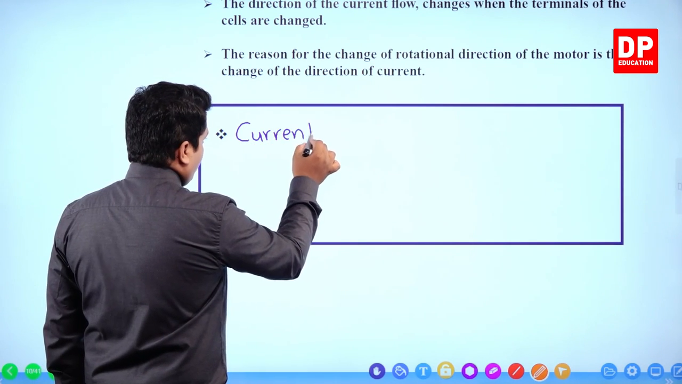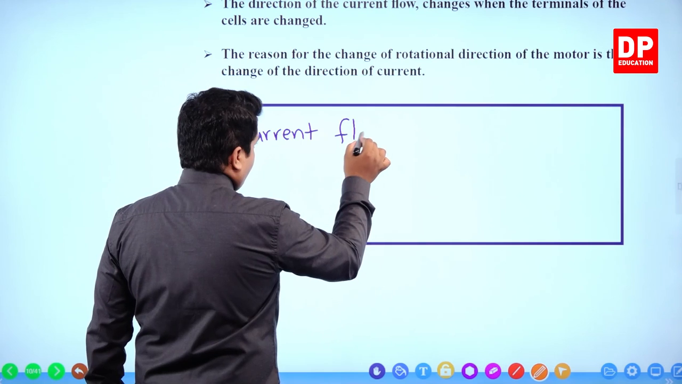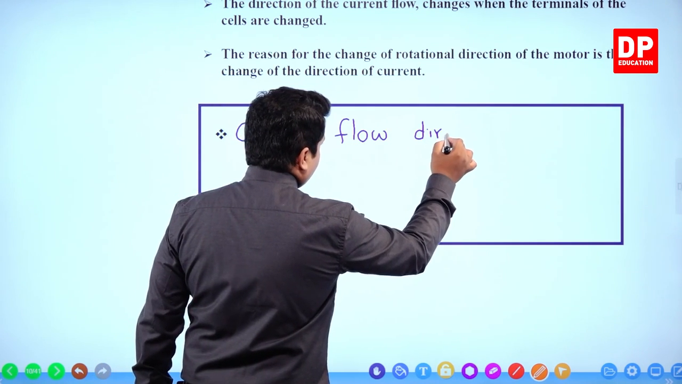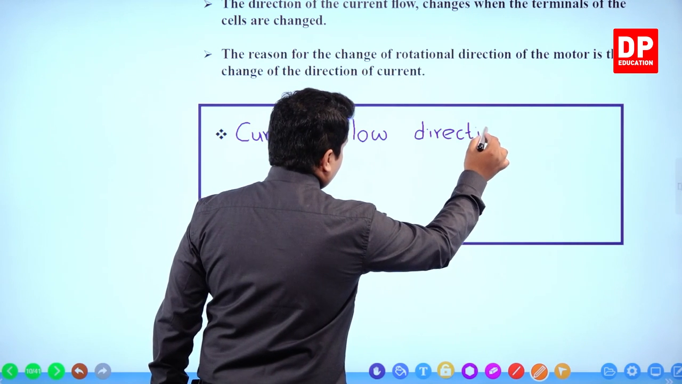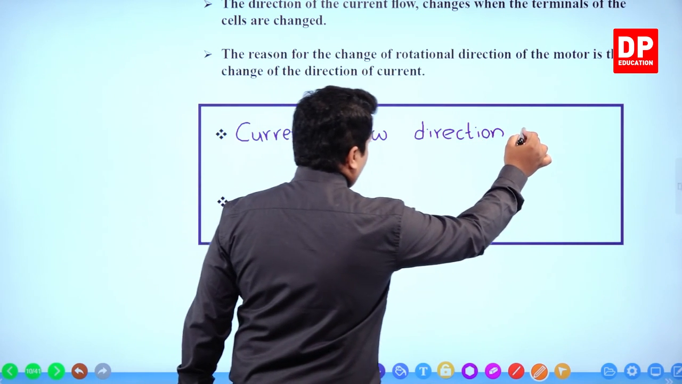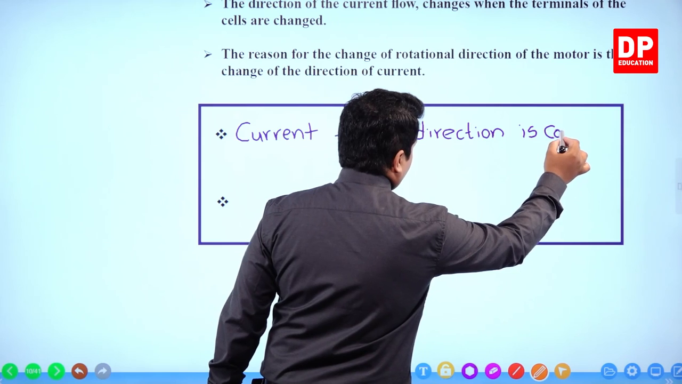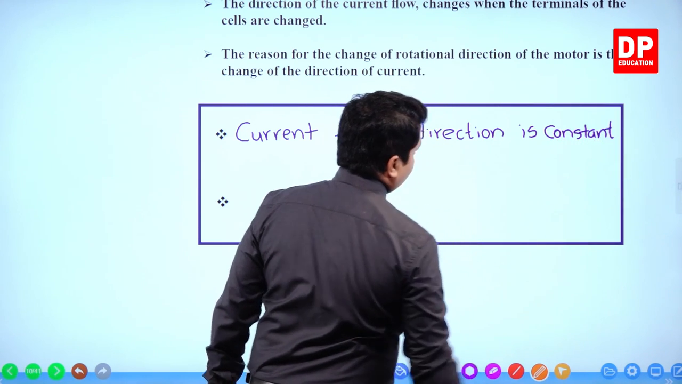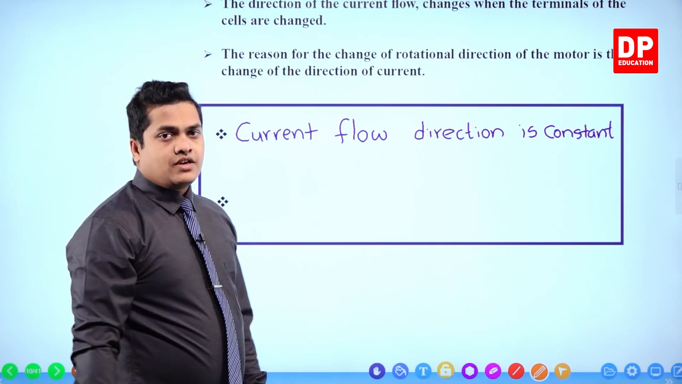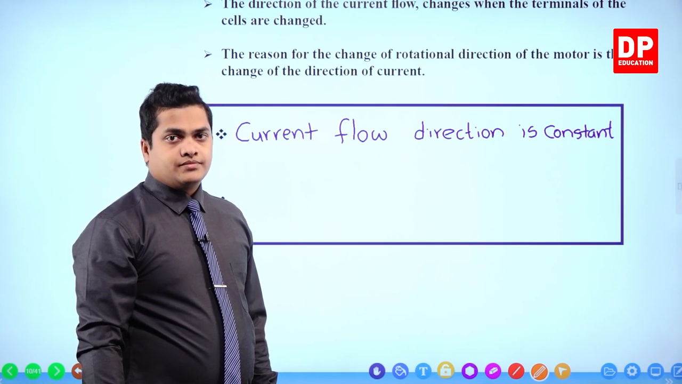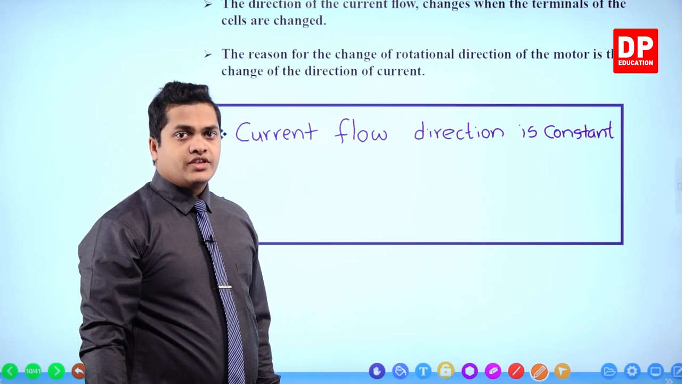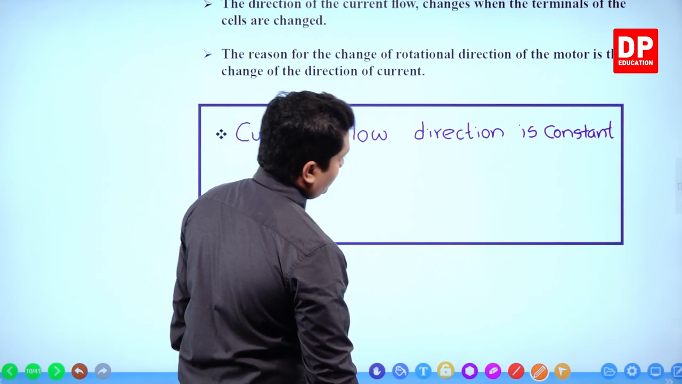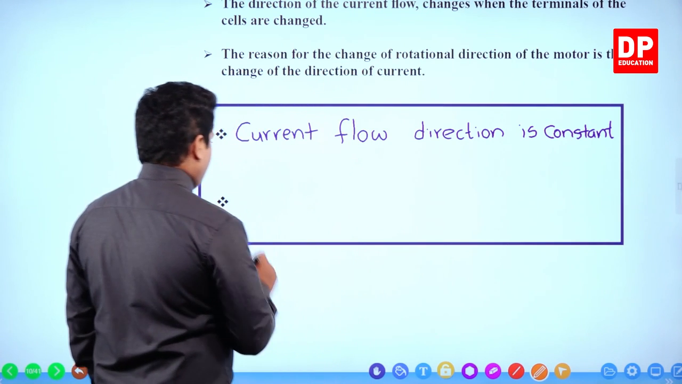Current flow direction is constant. Current is flowing always in one certain direction. Right, so current flow direction is constant. Next step.